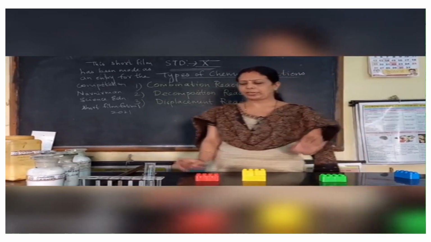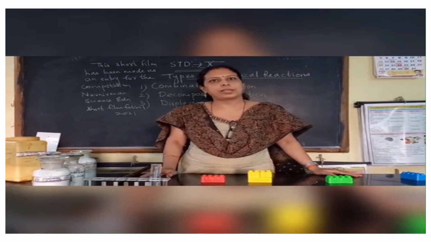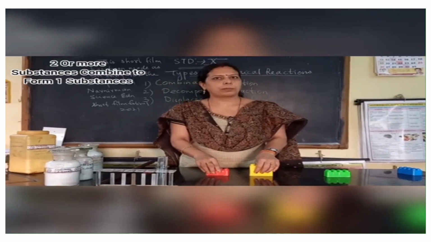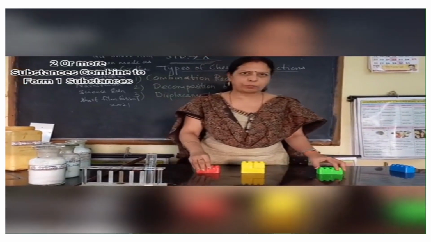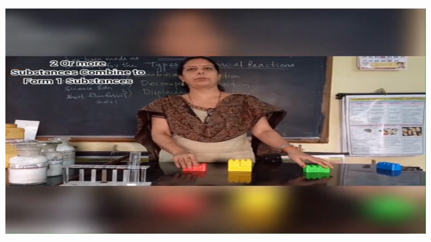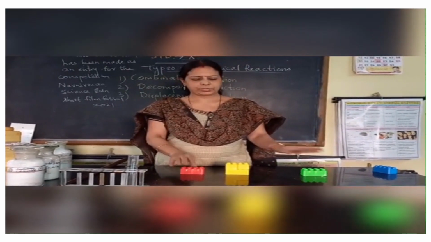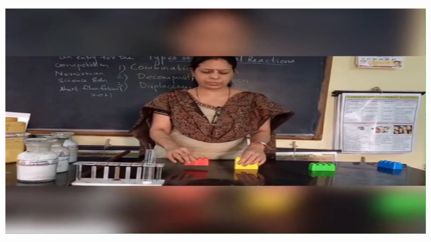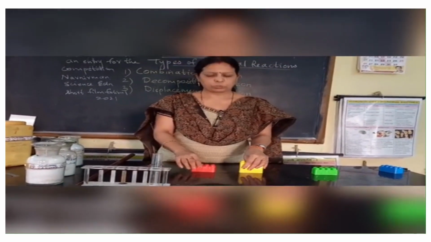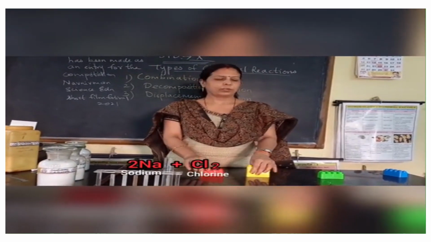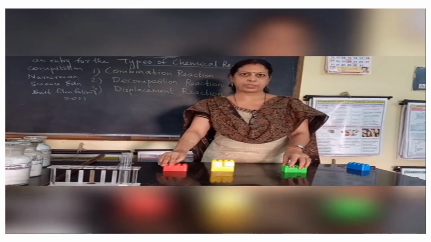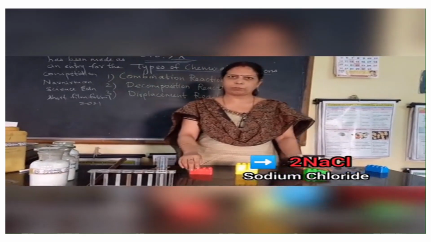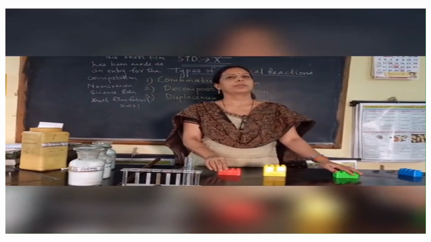So in short, I can define combination reaction as when two or more reactants join together, they combine together to form a single product. This is known as combination reaction. Let us understand this with the help of simple examples. Suppose this is sodium and this is chlorine. So sodium combines with chlorine to give sodium chloride, a single product. Two or more reactants taken together to form a single product is known as combination reaction.